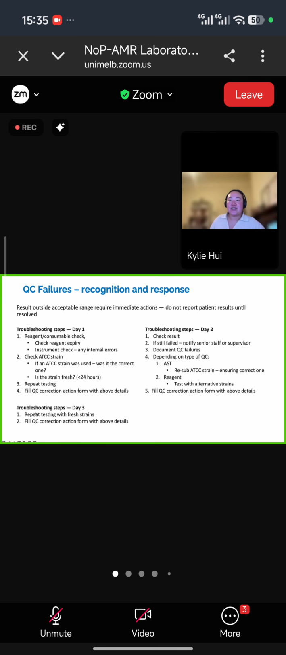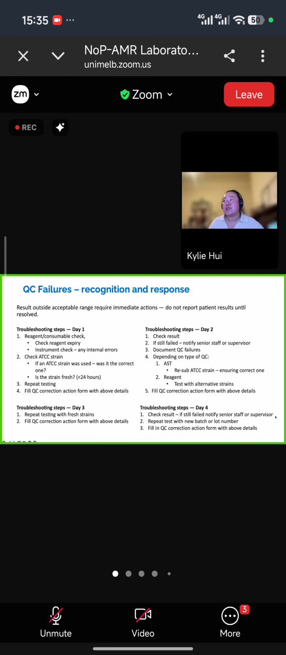So at day 3, repeat the testing with the fresh strains. Fill the QC correction form with the above details. If it came straight from the freezer, you would actually have to sub it again for an extra day before you can repeat the testing, because it's not so good to repeat things straight out of the freezer. Sometimes you can be cheeky and see if it works, but it's actually best practice to wait an extra day. And day 4, we want to check the results. If it still failed, you want to notify senior staff or supervisor.